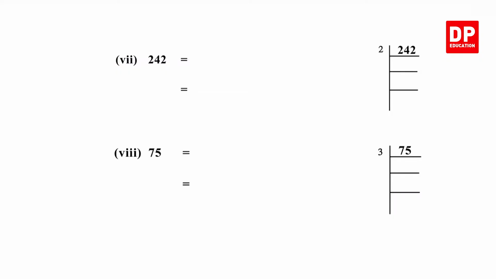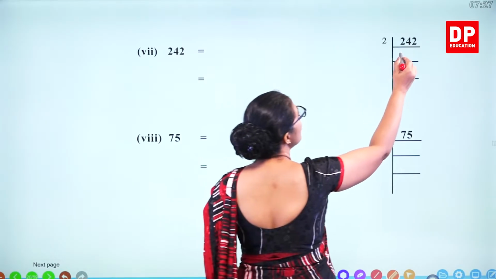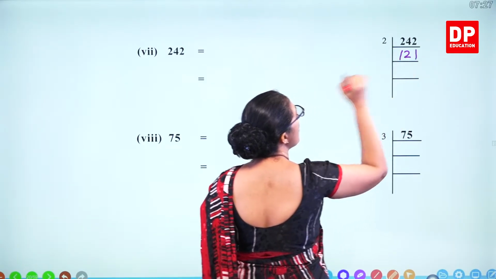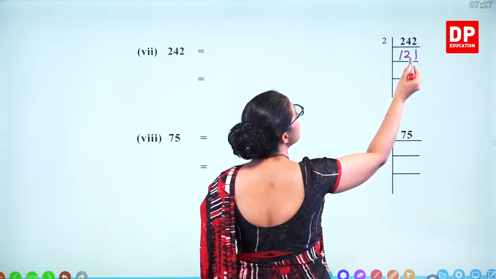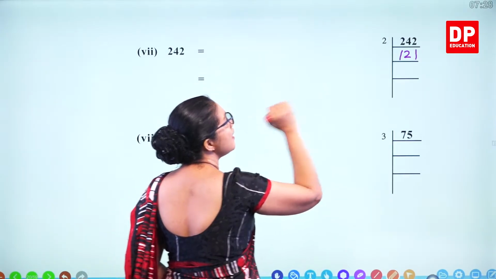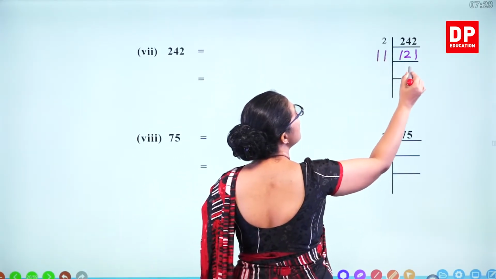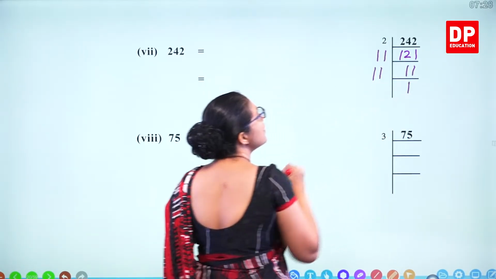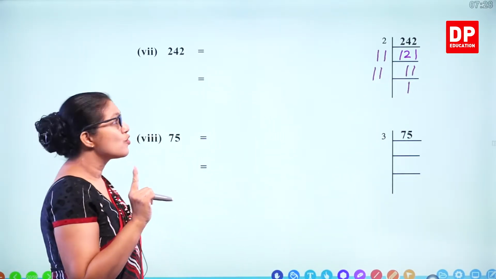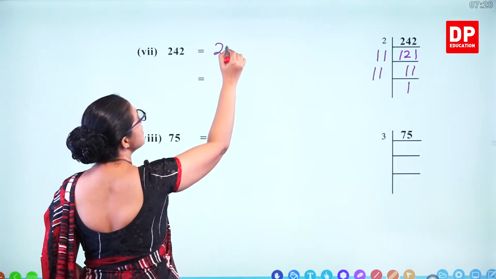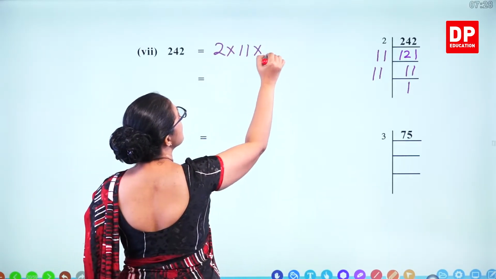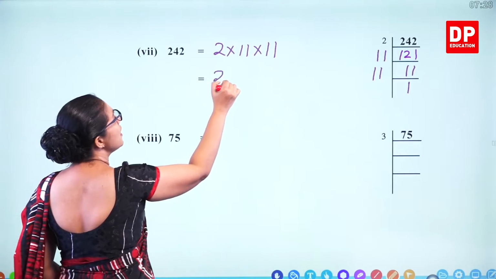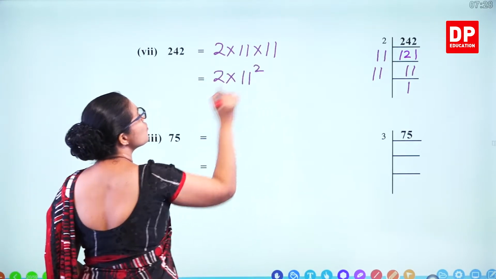242. Divide by 2, you get 121. Divide by what? 11. 11 times 11, 121. Divide by 11, you get 1. So 2 and 2 11s. So 2 into 11 squared.